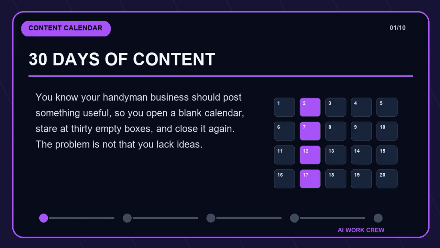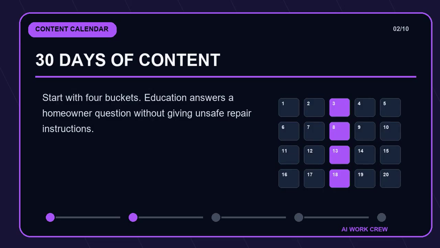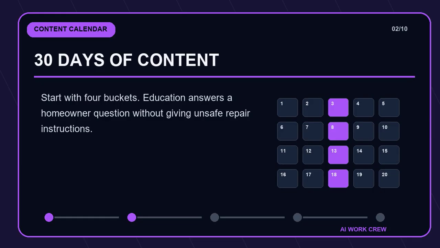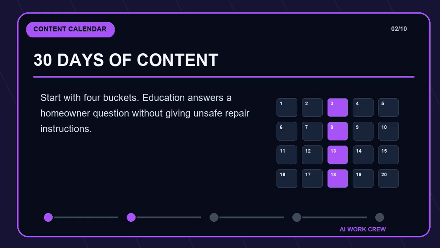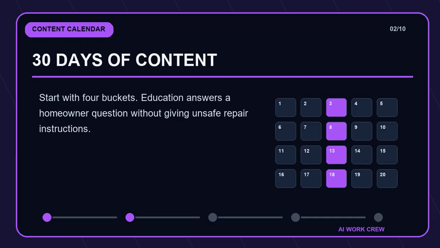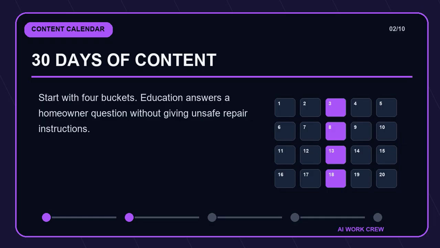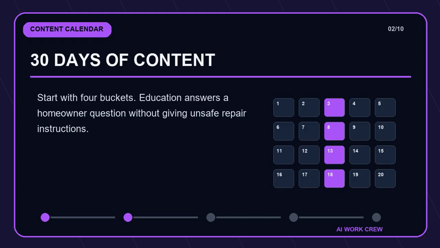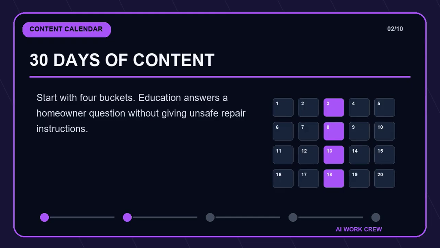Start with 4 buckets. Education answers a homeowner question without giving unsafe repair instructions. Proof of work uses verified project facts and appropriately approved media. Process explains how your business handles estimates, preparation, communication, cleanup, or walkthroughs. Local and seasonal relevance connects real services with timely planning in your actual service area.